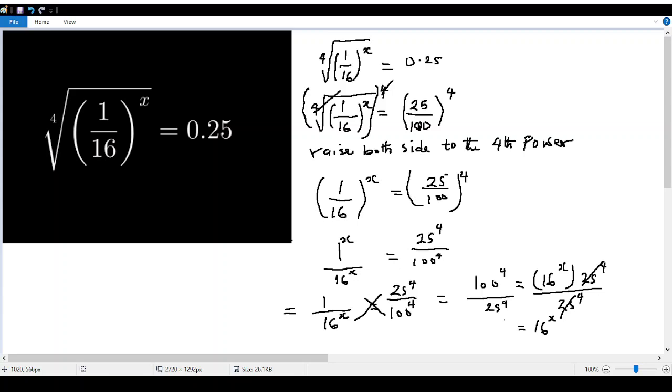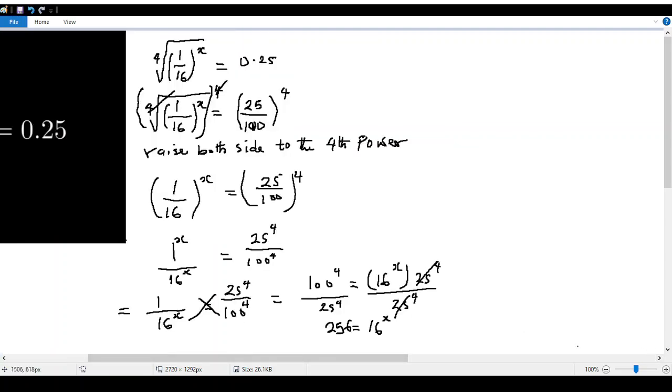Alright, that gives us 256. 100 to the power of 4 divided by 25 to the power of 4 gives us 256. So let's take that down: 256. You might want to find out the base for 256 so that it shares a common base with 16 for the index notation 16 raised to the power of x. I'm pretty much intending to show you what that means.